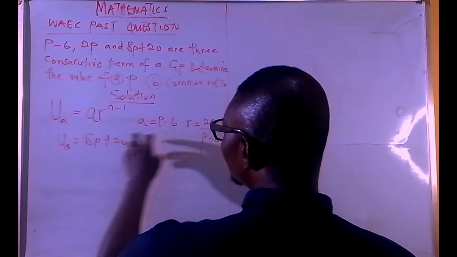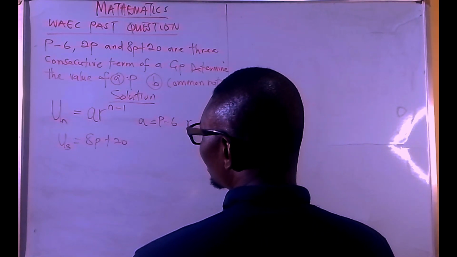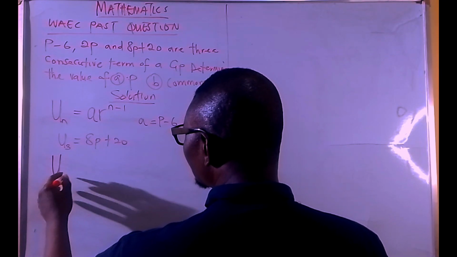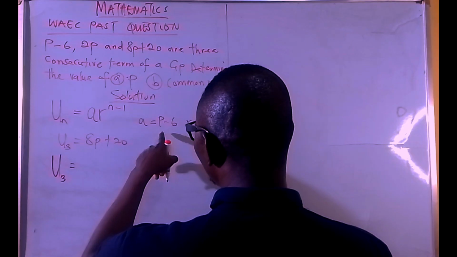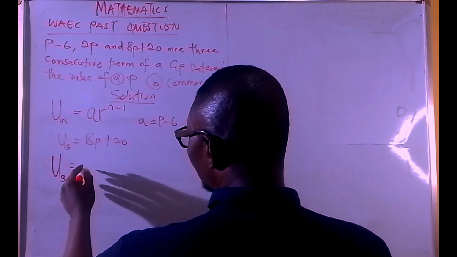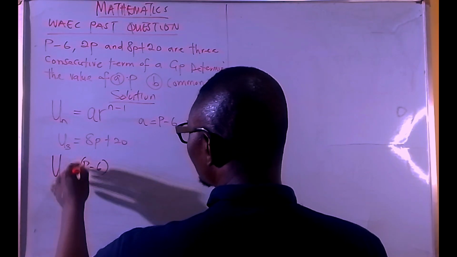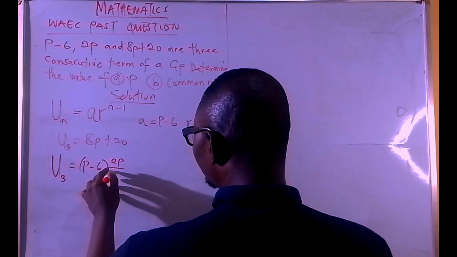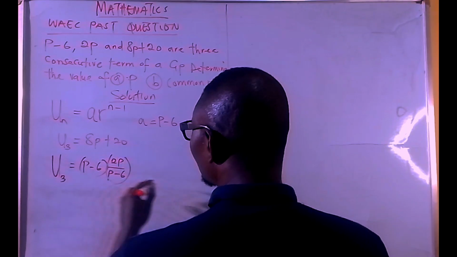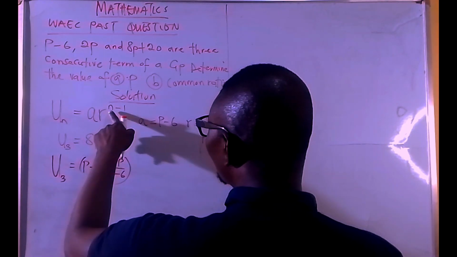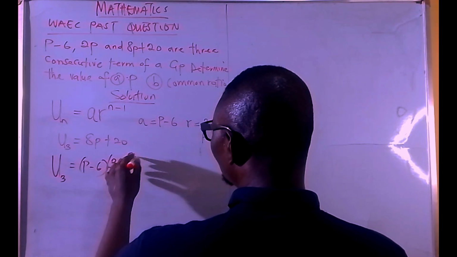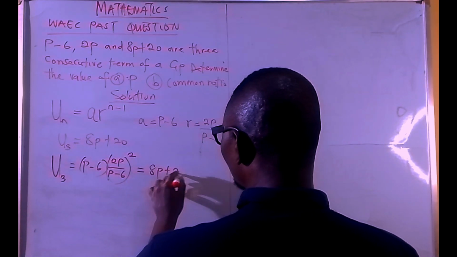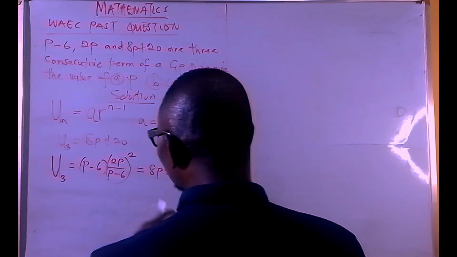Then we are going to plug this information into the formula. So we now have the number of terms, which is 3. It is equal to the first term, P minus 6, times the common ratio, 2P over P minus 6, raised to the power of the number of terms, 3 minus 1, which is 2, is equal to the last term, which is 8P plus 20. So at this point, you start simplifying.